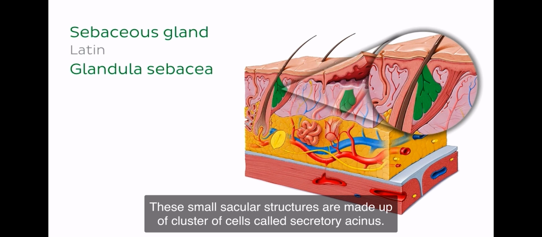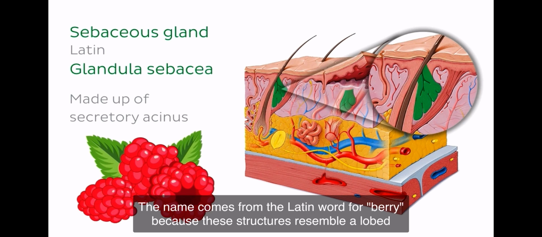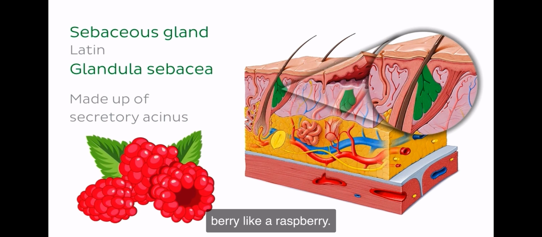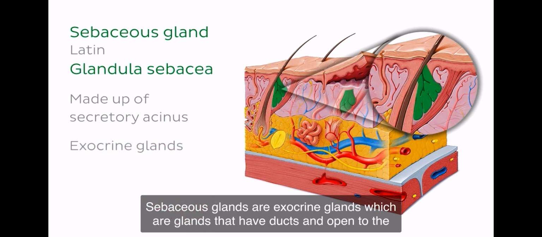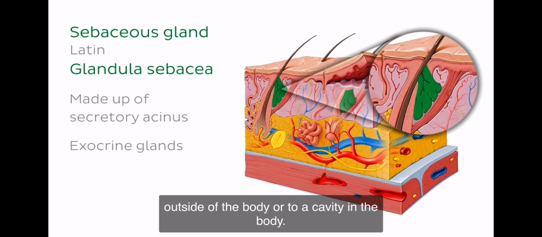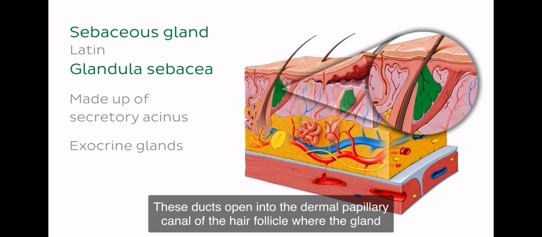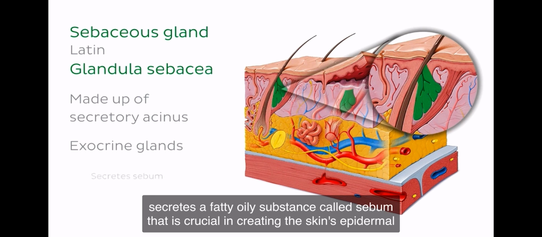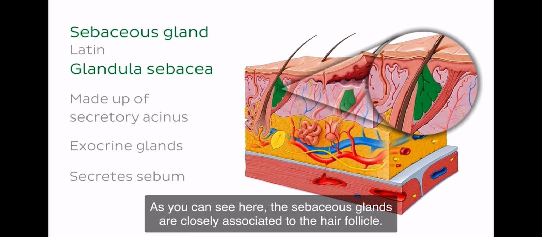These small saccular structures are made up of clusters of cells called secretory acini. The name comes from the Latin word for berry because these structures resemble a lobed berry like a raspberry. Sebaceous glands are exocrine glands, which are glands that have ducts and open to the outside of the body or to a cavity in the body. These ducts open into the dermal papillary canal of the hair follicle, where the gland secretes a fatty oily substance called sebum that is crucial in creating the skin's epidermal barrier. As you can see here, the sebaceous glands are closely associated to the hair follicle.